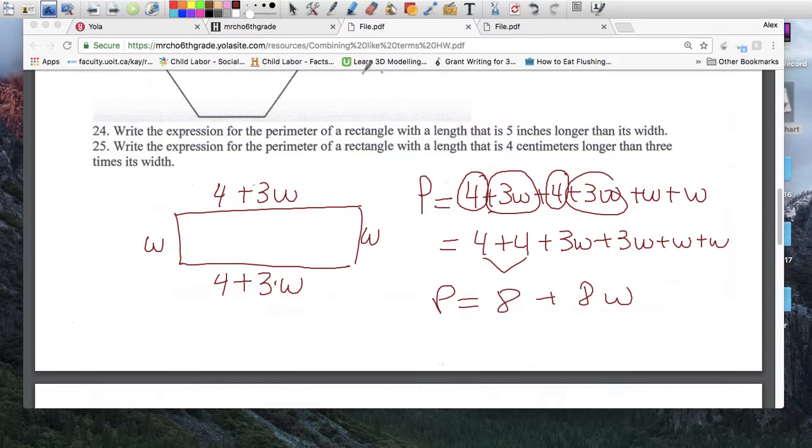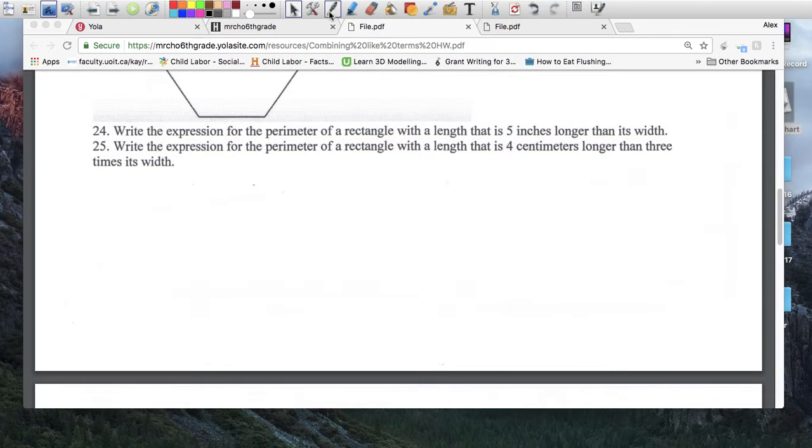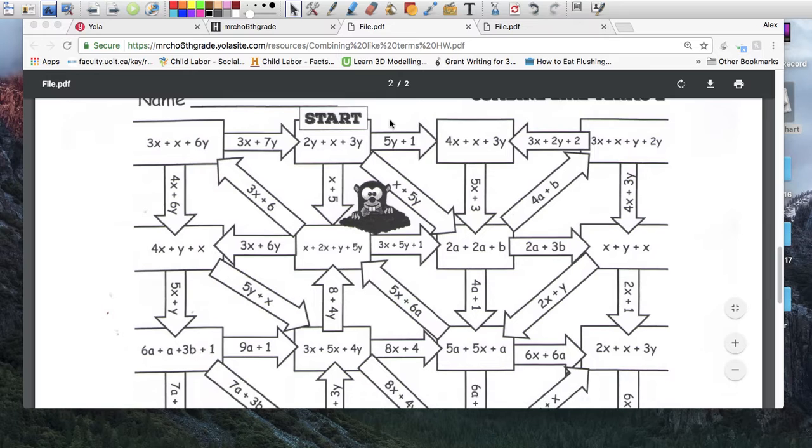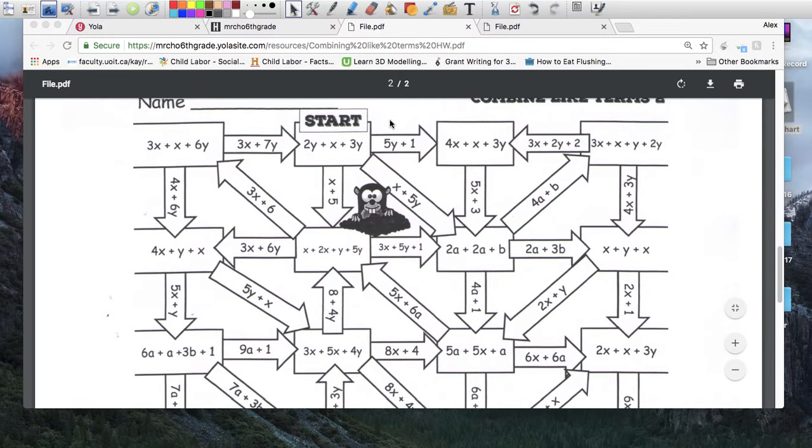Over here, you scroll down, this is sort of a maze. I'm just going to start you off here. So you're supposed to start here. And in this particular square, you add the like terms. So what can we add? We can add the y's together, but not the x. So 2y and that 3y is 5y plus x. So the simplified expression would be 5y plus x.